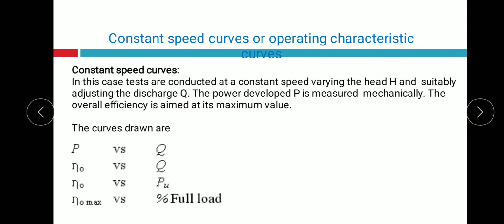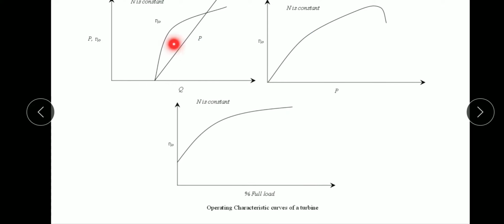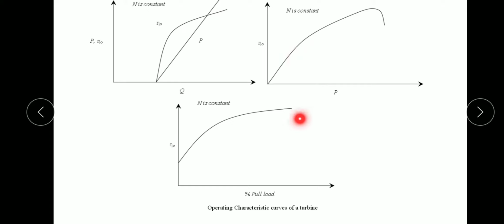Coming to this one, constant speed, that's why in this figure the x-axis variables are Q, P and percentage of full load, and this turbine is working at constant speed, N is constant. Q versus power and overall efficiency. Output power values increase with the discharge, similarly overall efficiency is also increasing. P and eta naught, power and overall efficiency will always start from 0, so that's why the curve is starting from 0.